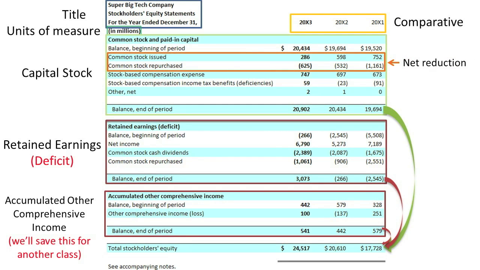One interesting thing I hope you notice in the common stock and paid in capital area is that they had a net reduction in the common stock issued and repurchased. You see this, they're repurchasing more than they're issuing. Many companies will do this when they determine that their stock on the stock market is undervalued, so they'll buy it at a low price, hold it for a period of time, and then reissue it.